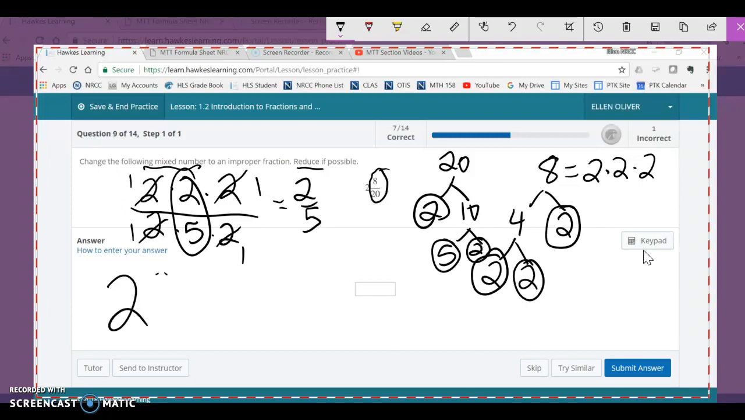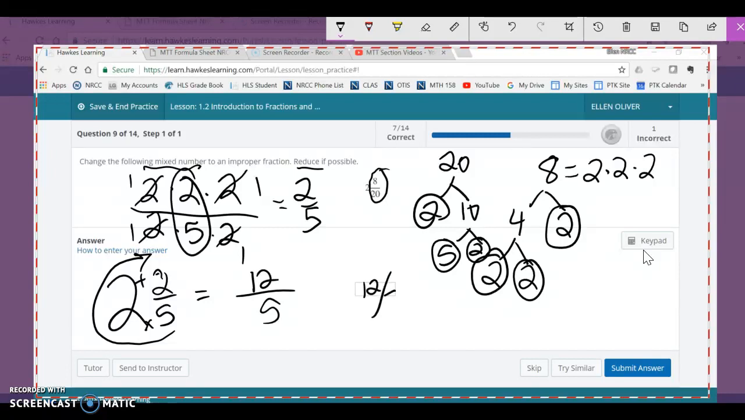So really I'm starting with this. And I'm changing that to improper. So again, I'm going to do that backwards C. I started with a 5 in the bottom, so I'm going to write the 5 in the bottom here. And my numerator is going to be 5 times 2, which is 10, plus 2, which is 12.